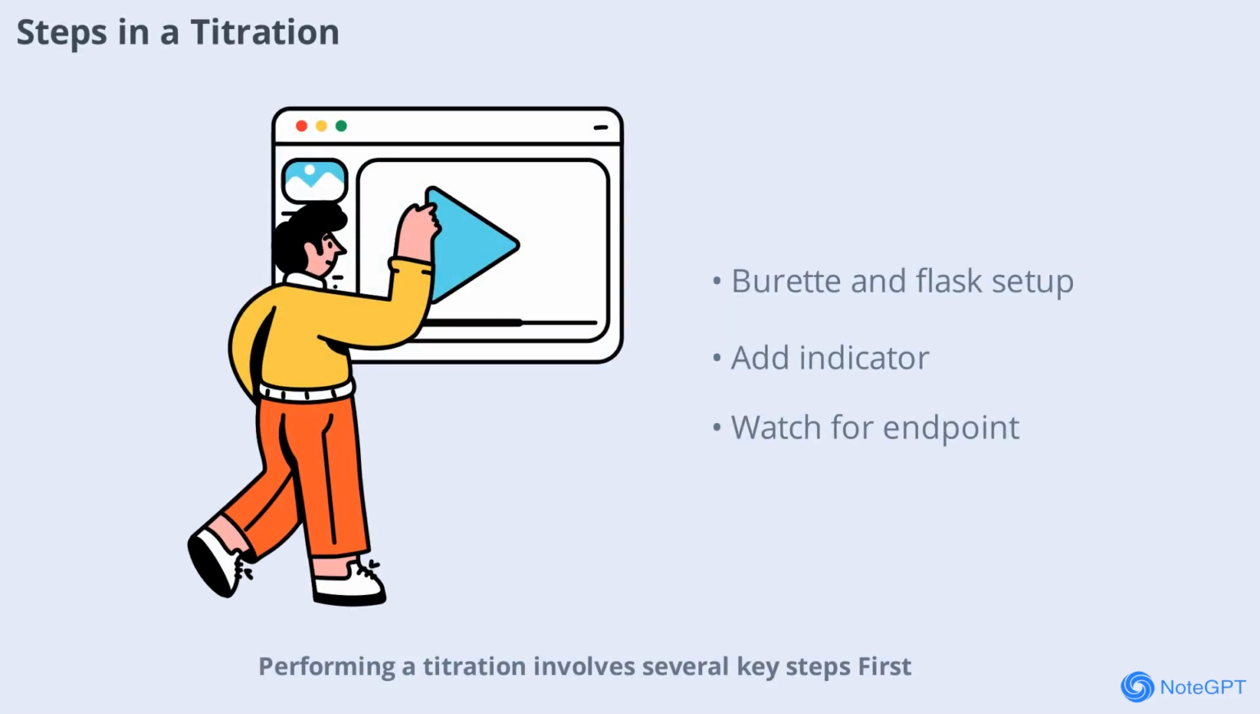Performing a titration involves several key steps. First, you fill a burette with the titrant, the solution of known concentration. Next, you add the analyte, the solution of unknown concentration, to a flask along with an indicator. Slowly add the titrant to the analyte while stirring, watching for a color change. The point at which the color changes is called the endpoint. By recording the volume of titrant used, you can calculate the concentration of the analyte. Practice and precision are essential for accurate results.